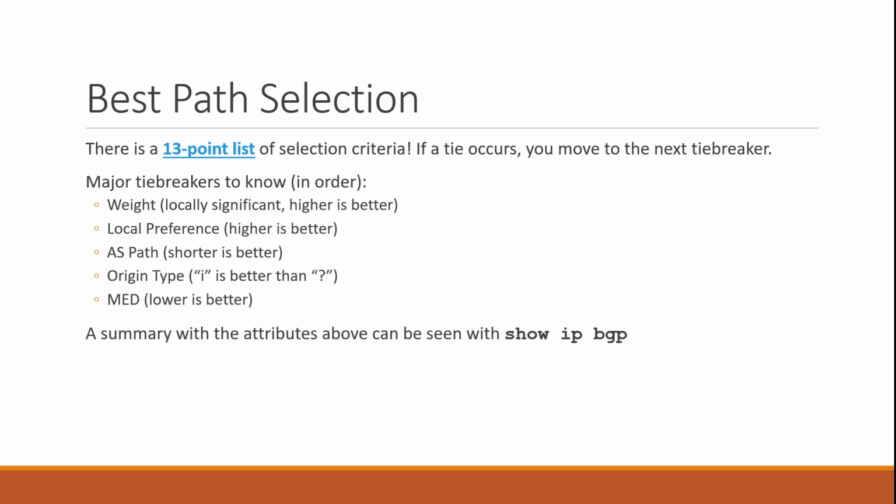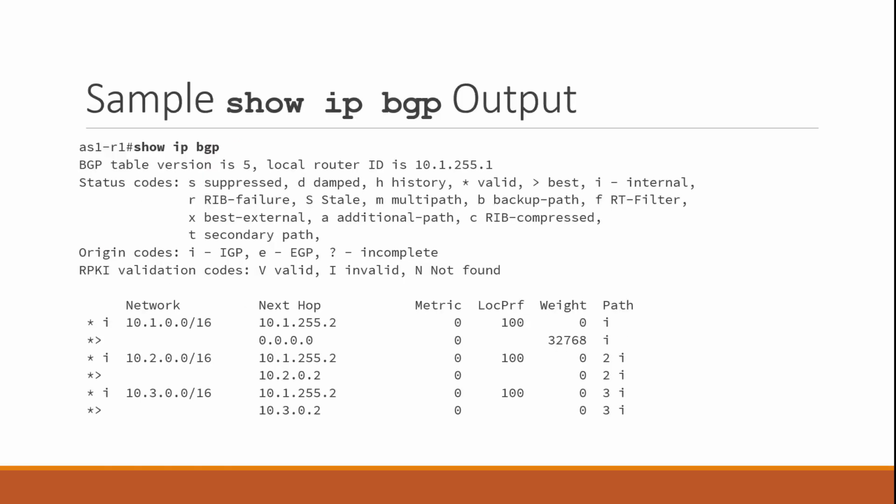You can optionally specify a prefix you want to look at, or you can just issue the command without a prefix to see these attributes for all prefixes. Here's an example of show IP BGP on a small BGP topology with 3 AS numbers. AS1 is connected to AS2 and AS3. Each of these autonomous systems has 2 routers that are internal BGP, or iBGP, neighbors. You can see AS1 is originating the 10.1.0.0/16 network because the AS path is empty. The only thing we see is an i for internal origination.